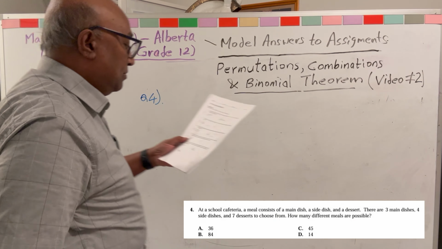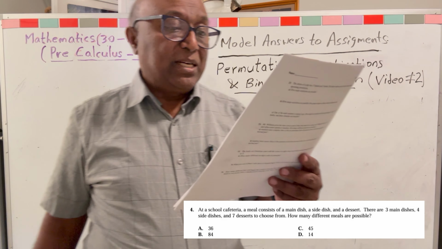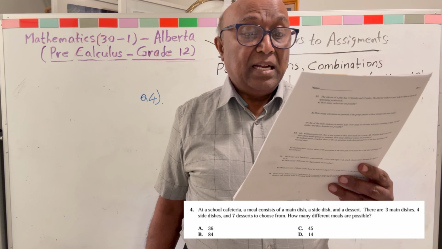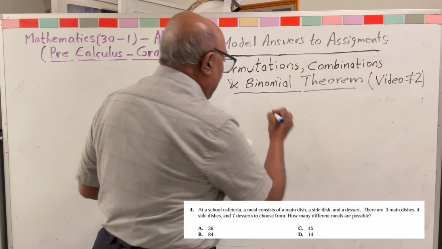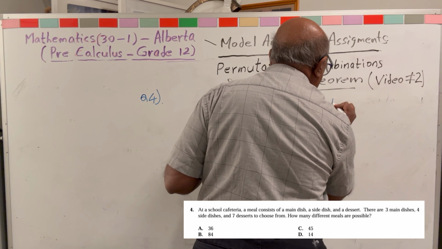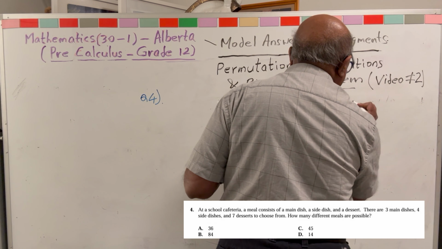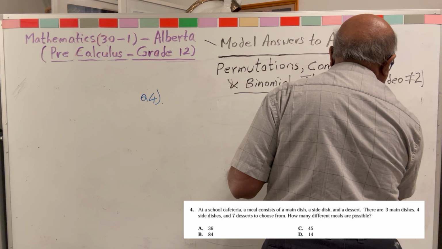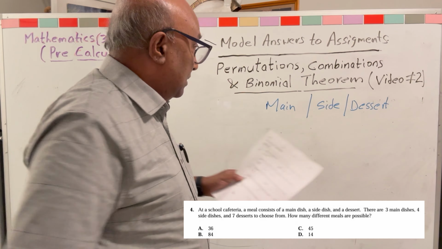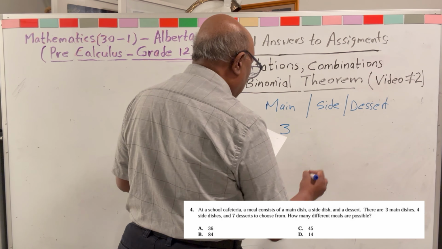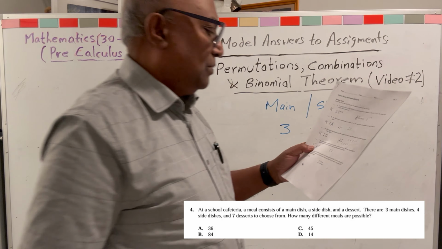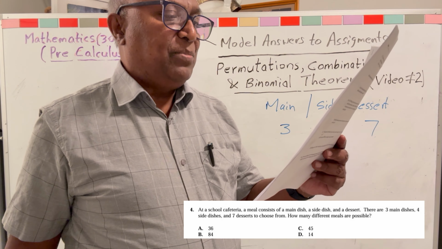Question number 4 says, at the school cafeteria, a meal consists of a main dish, side dish, and a dessert. There are 3 main dishes, 4 side dishes, and 7 desserts to choose from. How many different meals are possible?